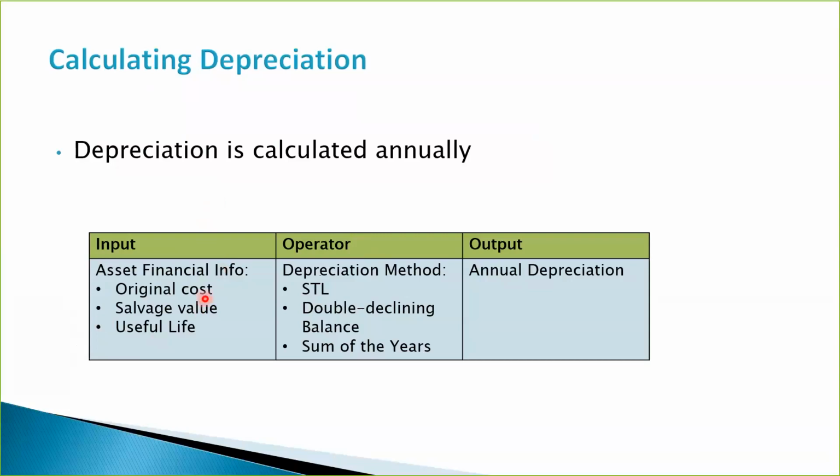So for example, in our case, the information that we have for our laptop is the original cost is 6,000. We are assuming it has no salvage value. And then the useful life is going to be 5 years. Okay. So that's the input. We can say that's the information we input.